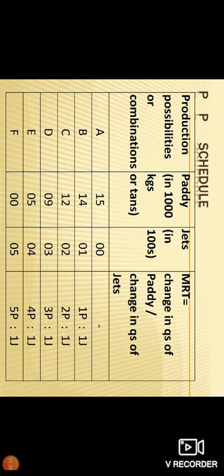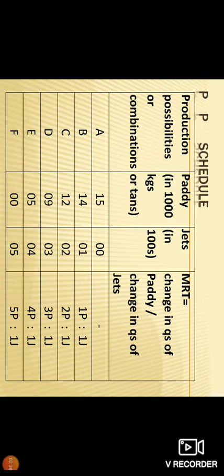In our example, we have 6 combinations, running from A to F, that is A, B, C, D, E and F. We also assumed the production of paddy and jets. One is a civilian consumption good, the other is a defense consumption good. Both are essential for an economy, because without one or the other, the economy becomes very difficult.